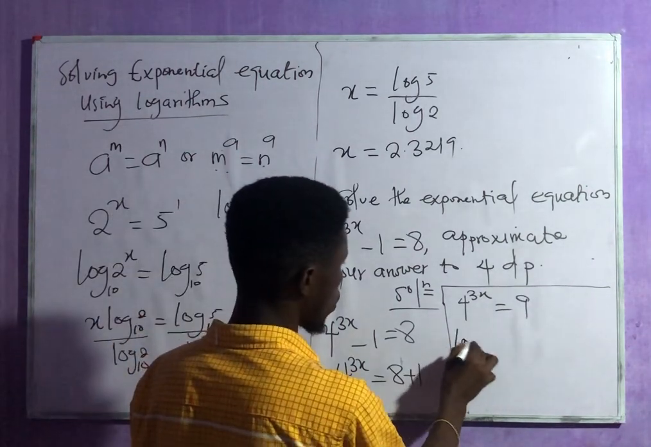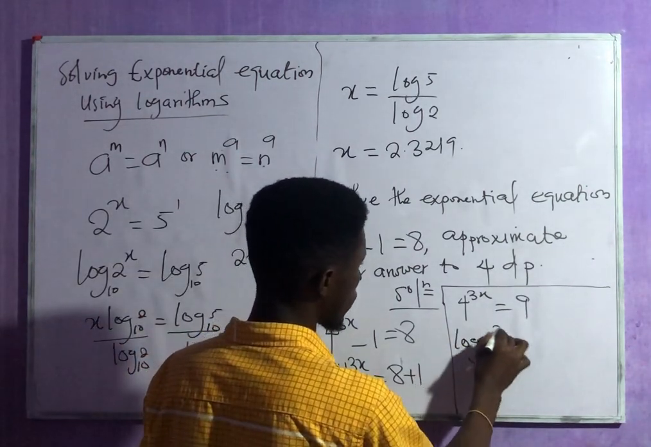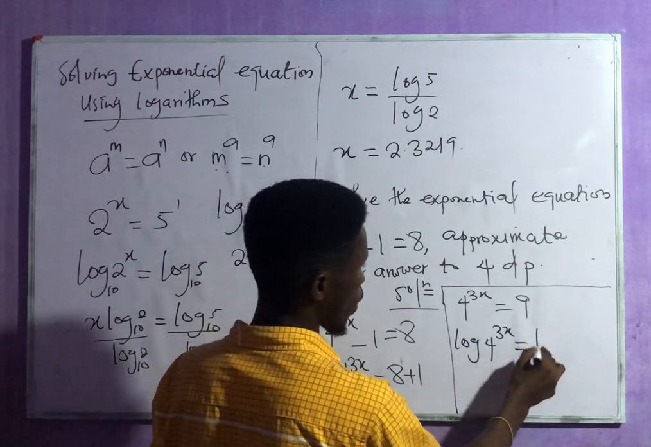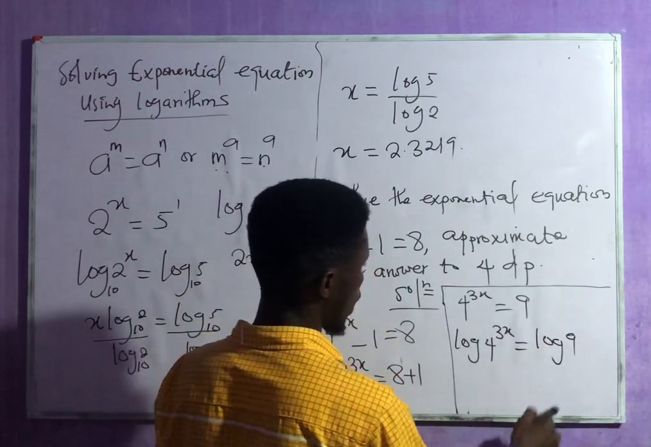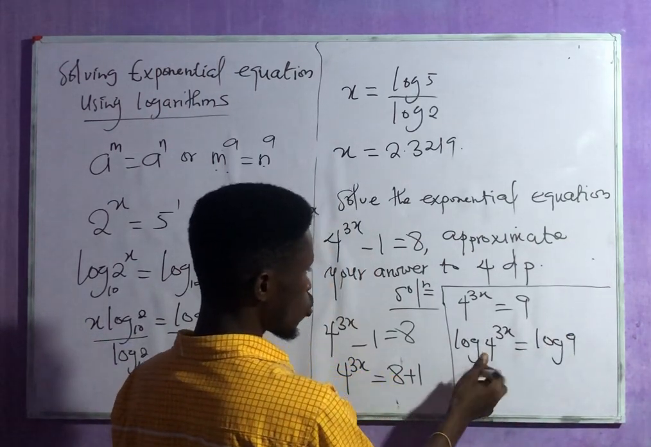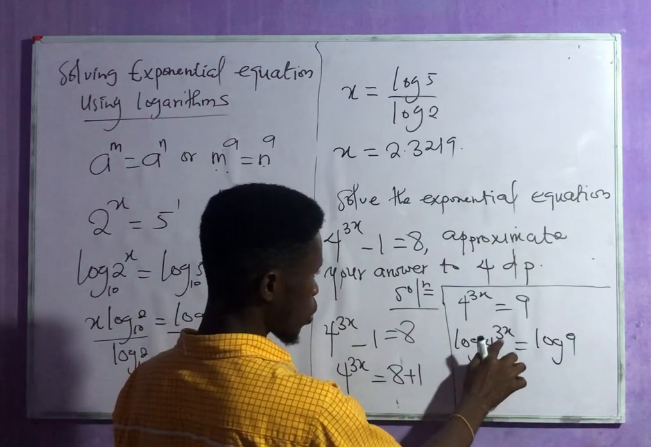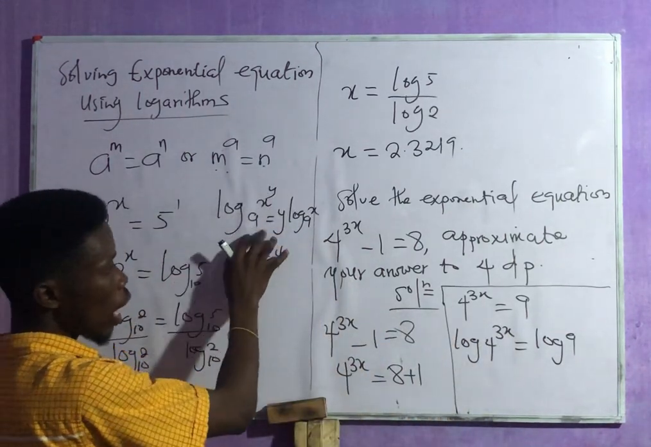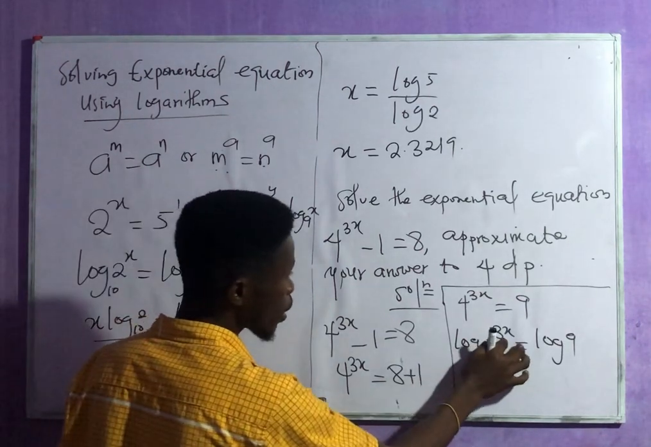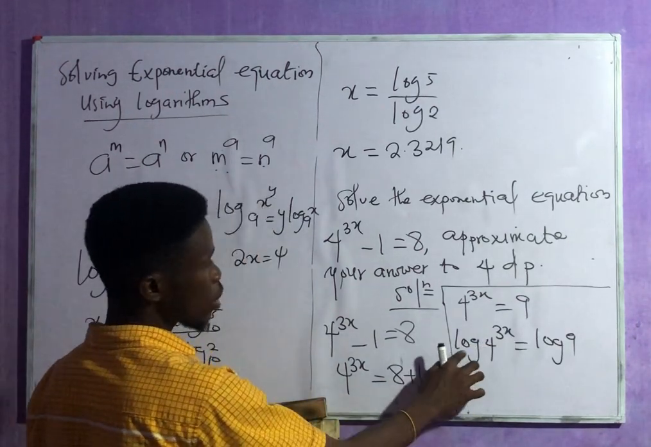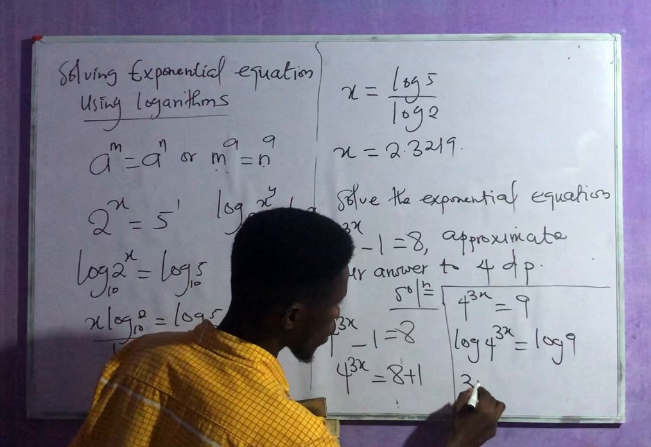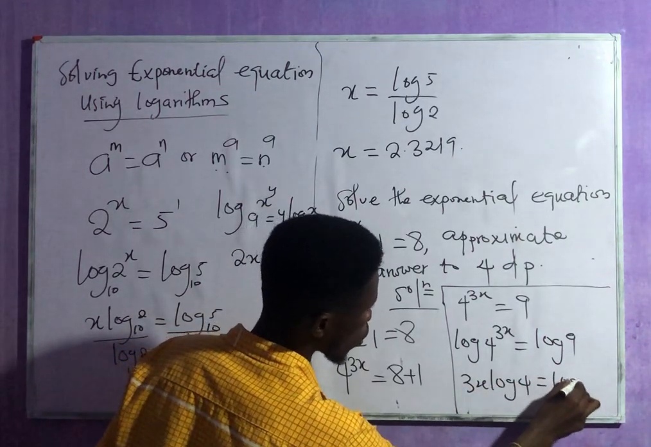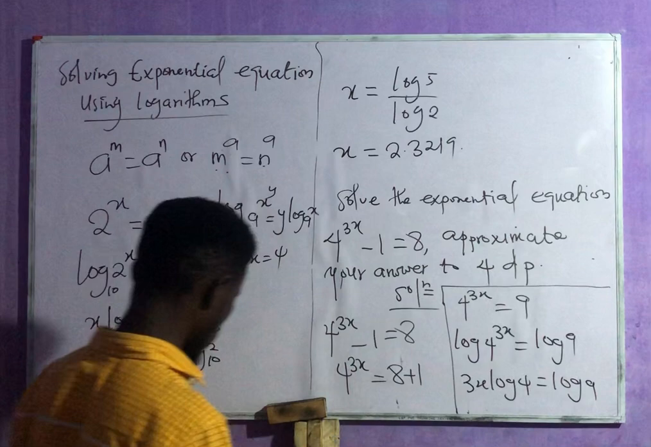So I'll take log on both sides. I've already said that this will be base 10. That's why I don't write it. So here will be log 9 base 10, and log of 4 to the power 3x. And you have to apply the log here. How do you apply the log? You simply bring this 3x to become the coefficient of the log. So I have 3x log 4 equals log 9.